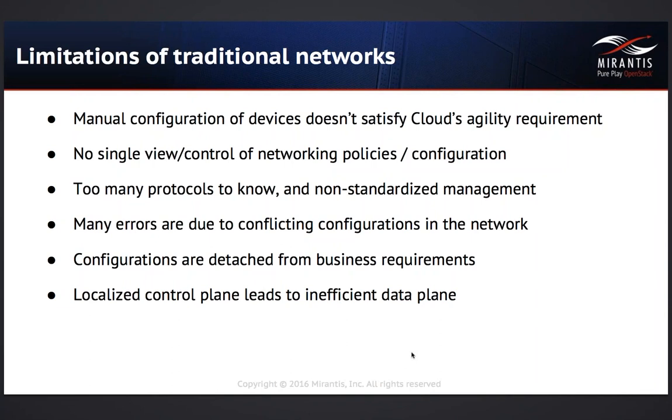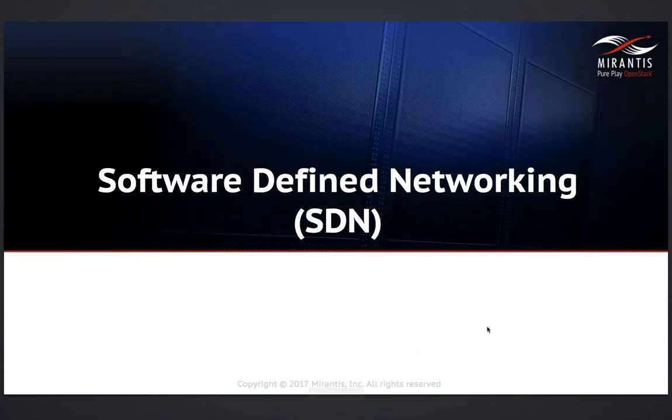Then there is the localized control plane, so the routing process is running independently on each router. It also leads to an inefficient data plane. It also leads to a convergence problem. Convergence can be much slower. So these are all limitations of traditional networks. So it's no surprise that we're in a situation where we're looking for something better.